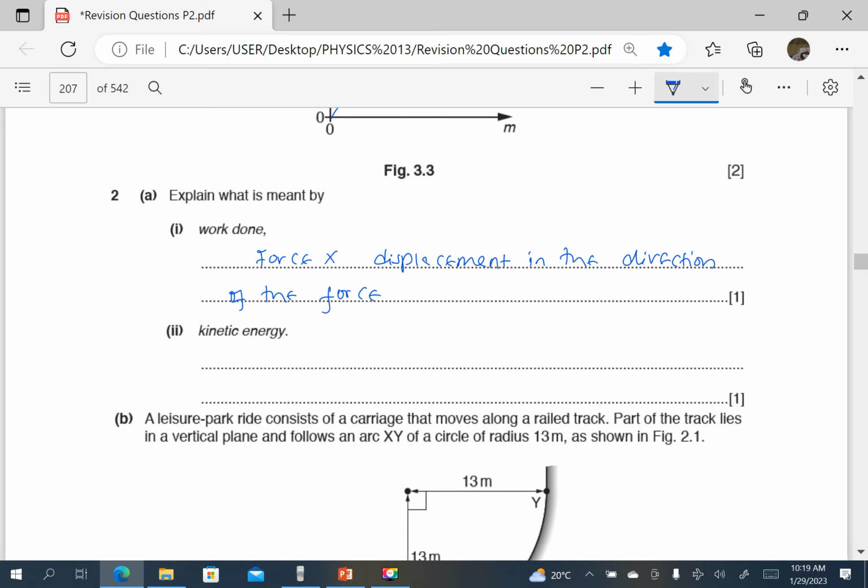Then we know kinetic energy, of course, is the energy of a mass or a body due to its motion, due to its speed, or due to its movement. Energy of a body or of a mass due to its motion or due to its speed, that is kinetic energy.